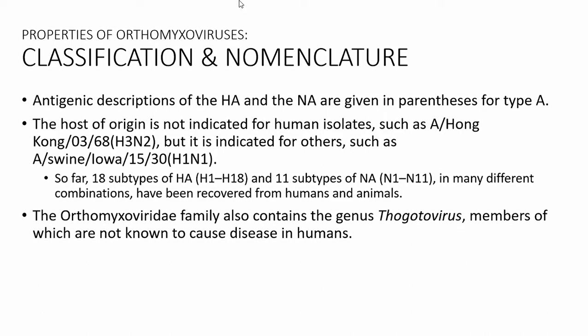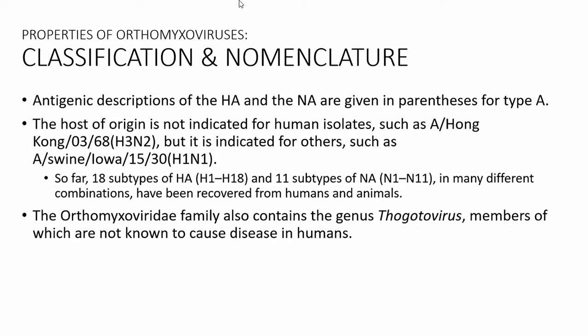So here's an example. The host of origin is not indicated for human isolates such as A, Hong Kong, 03, 68, and H3N2. The 68 was the year it was isolated. But it is indicated for others. So if it's from human isolates, we don't state that it's from human. If it is isolated from other forms of animal, then we indicate that it's from swine, and the place.